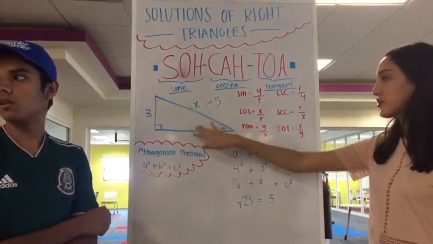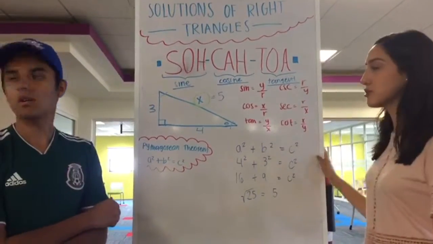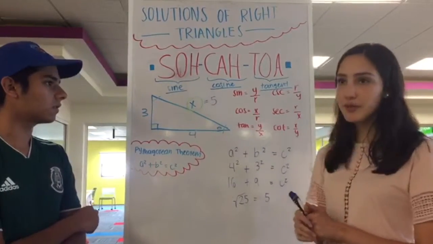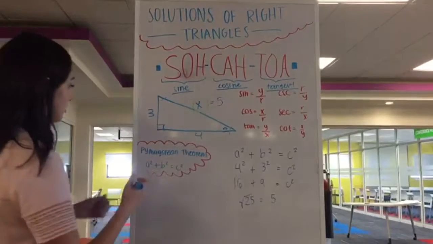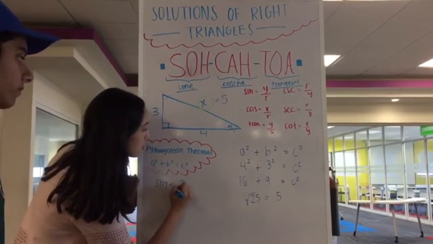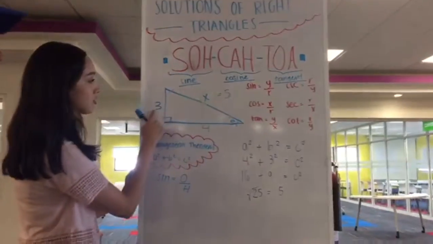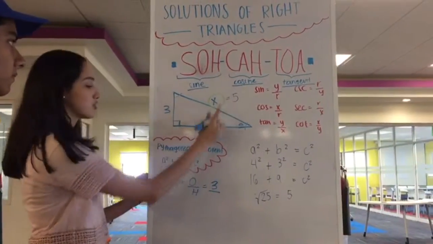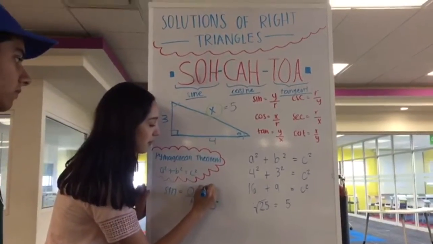After you have all of your three sides, you have to use the trigonometric ratios to get sine, cosine, or tangent. So first we're going to explain sine. Sine means opposite over hypotenuse. So in this example, you're going to use the opposite, which will be the 3, and the hypotenuse, which is 5. So 3 over 5 will be your sine.